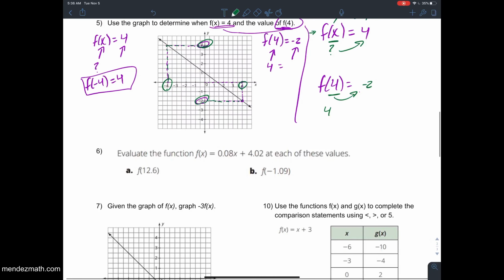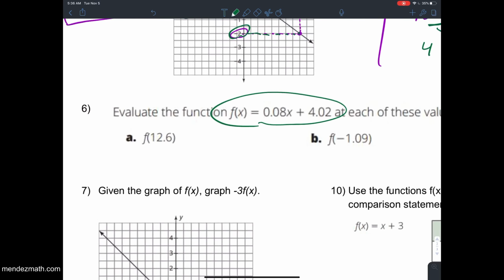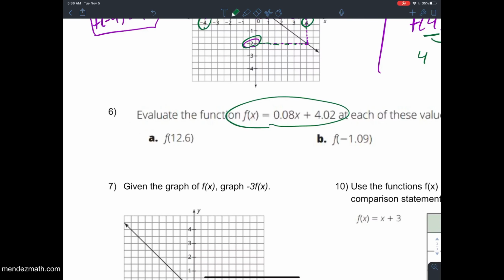Number 6, evaluate the functions f of x equals 0.08x plus 4.2. So these are pretty easy. All you got to do is plug them in. I'm not going to calculate them. I'll let you do that. They give you a function, and they want you to plug it in. So if you had a graph, you could just kind of trace the graph. But we don't have that. So a couple of things you can do.